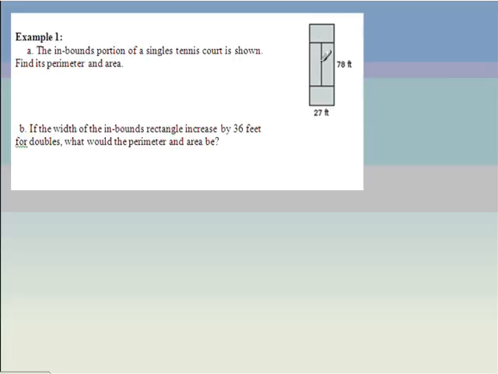So here we have a singles tennis court, which is a rectangle, and I need you to find the perimeter and the area. So pause the video and do that now. You should have gotten that the perimeter was 210 feet, and the area is 2106 feet squared. If we start talking about the doubles court, then the width changes by 36 feet. So please find the new perimeter and area. Pause.